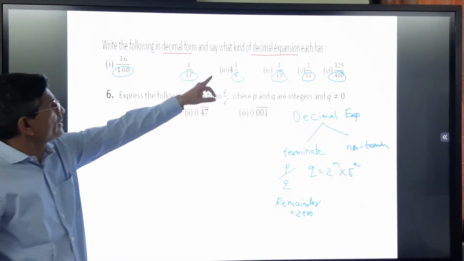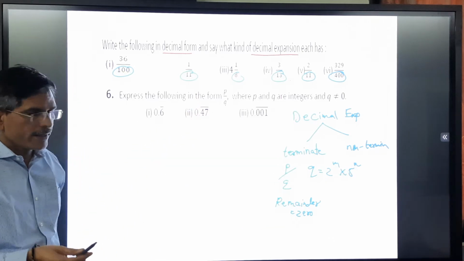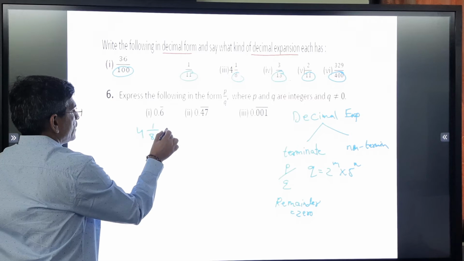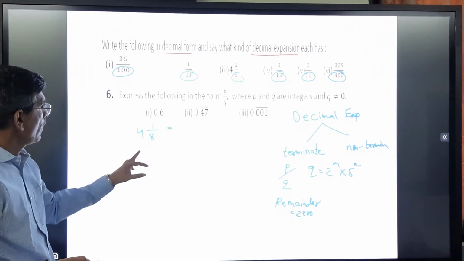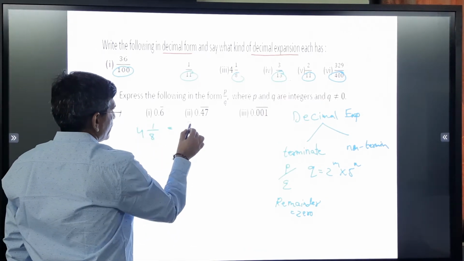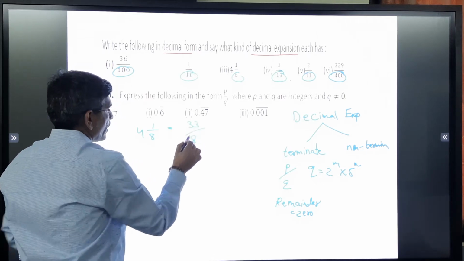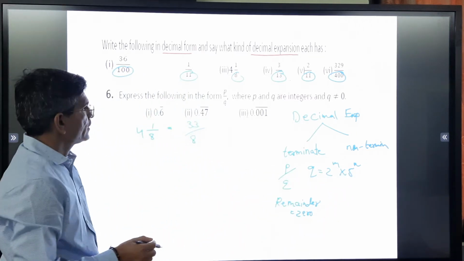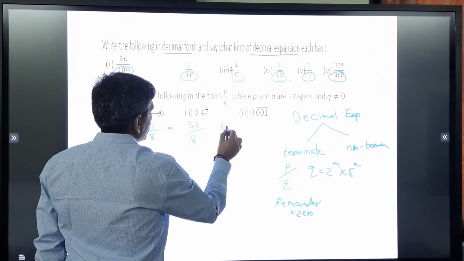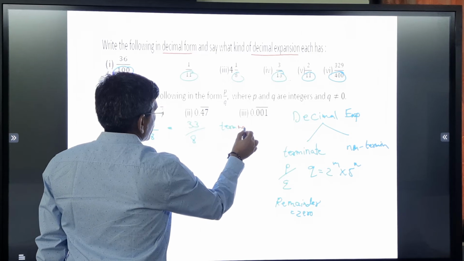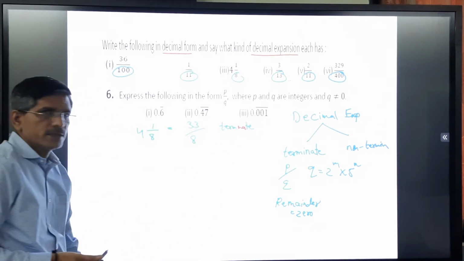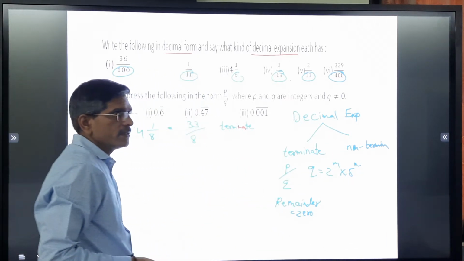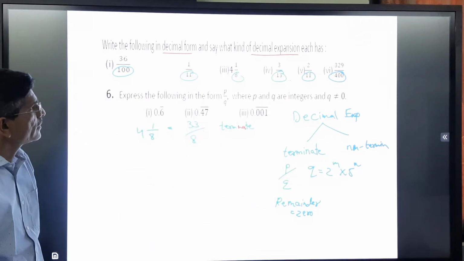Now, the question: 4 integer 1 by 8. So 8 4s are 32, plus 1, that is 33. Now 33 upon 8 is there. Again the denominator is in the form of 2 and 5. So we can say yes, it is a terminating number, 33 by 8. Why? Because 8 is 2 to the power 3, so we can convert it into a terminating decimal.